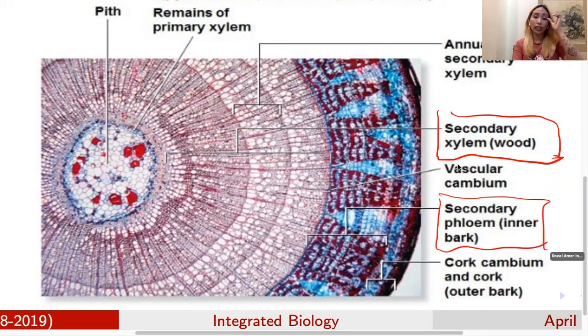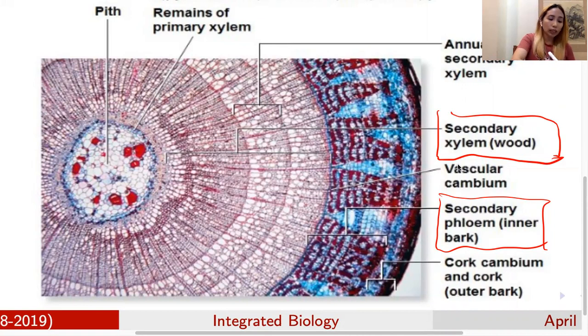Notice here that the secondary xylem is termed the wood because it is indeed the secondary xylem that forms the wood of the plant. Okay, so wood, in botanical terms, is actually part of the stem. When we say wood, it sounds like whatever wood you pick up out there. But botanically speaking, it is actually part of the stem of a plant with secondary growth, or what we call woody plants.